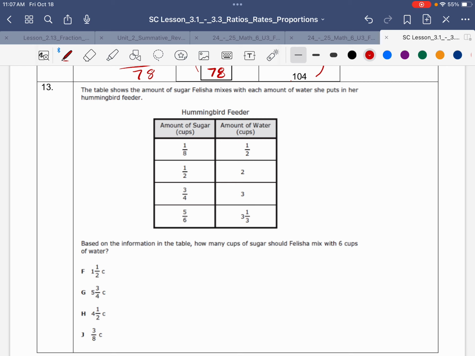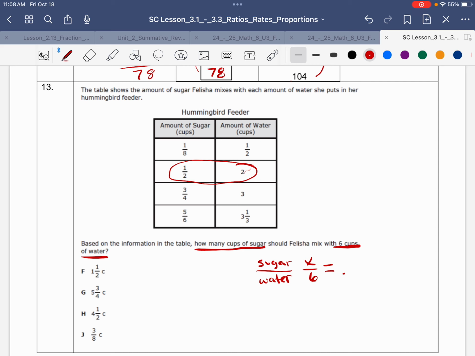Number 3, the table shows the amount of sugar Felicia mixes with each amount of water she puts in her hummingbird feeder. Based on the information in the table, how many cups of sugar should Felicia mix with 6 cups of water? Okay. So again, we have sugar, then we have water. And we're trying to figure out, okay, if we have 6 cups of water, how many cups of sugar? So we don't know how many cups of sugar, but we have a couple of ratios up here set up already. I'm gonna go with this one here, the half and the 2. They seem the most friendly to me to work with.